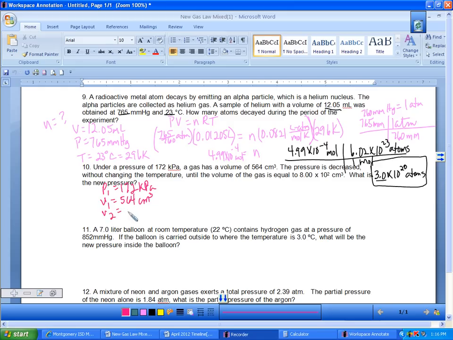V2, so the volume increases to 800 centimeters cubed. So that means the pressure has to go down because they're inversely proportional. I'm going to find P2. So P1 V1 equals P2 V2. Now it's a matter of plugging and chugging. 172 kilopascals, volume is 564 cubic centimeters is equal to pressure 2, which I don't know. Volume 2 is 800. I need that decimal there to let me know all those digits are significant. So when I did that, pressure 2 came out to be 121 kilopascals.